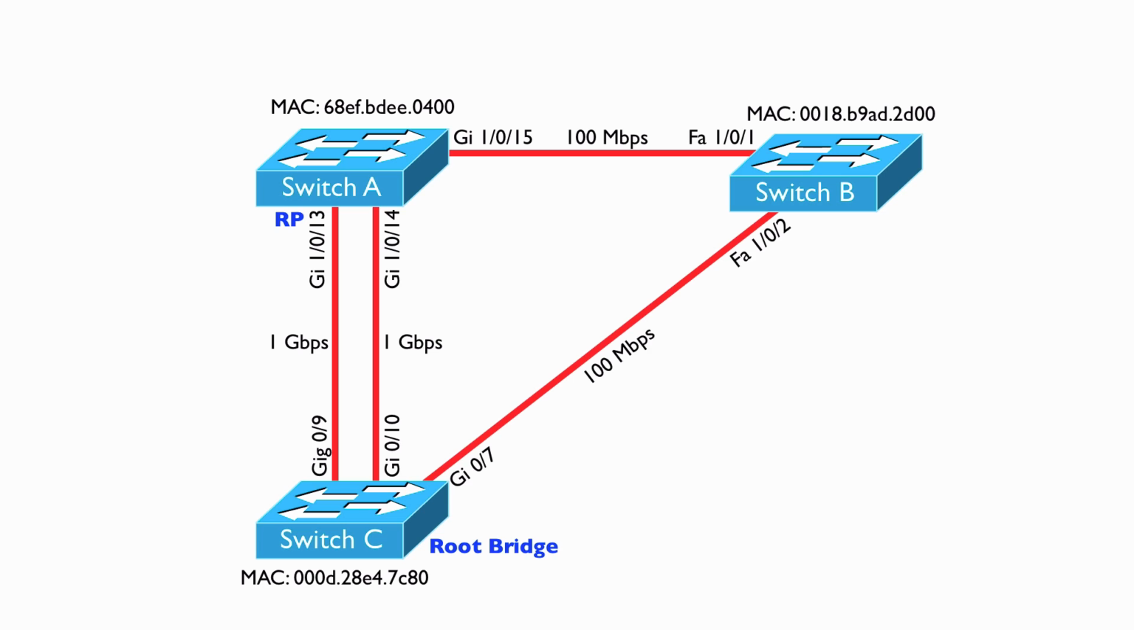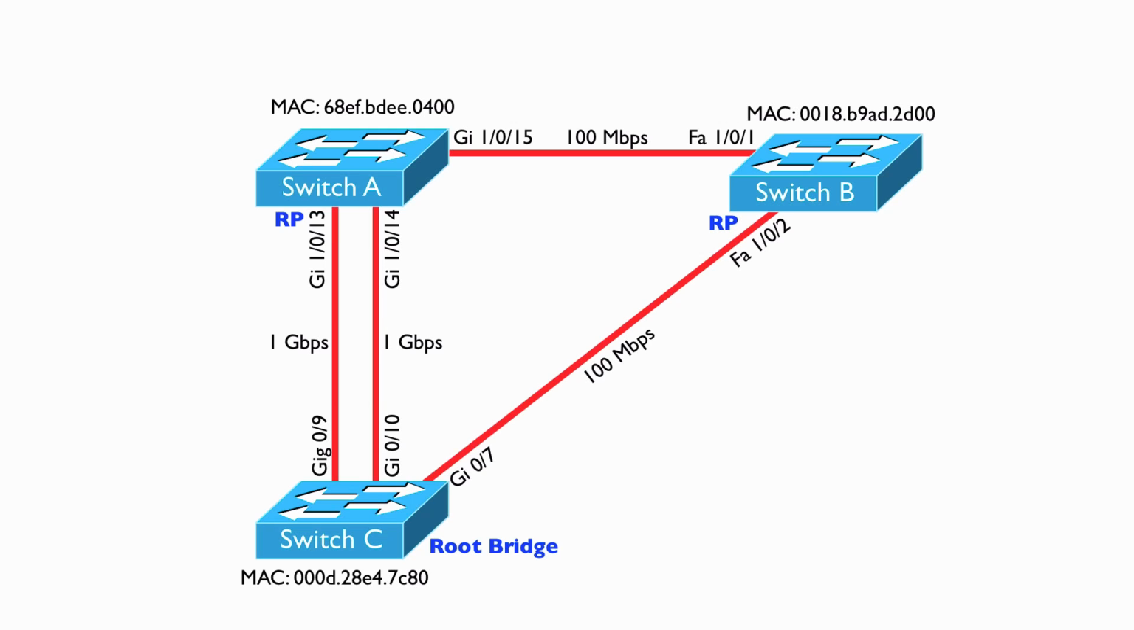What about switch B? Well, we've got a direct link over that 100 meg link directly up to switch C. That'll have a cost of 19. That's what we're going to use. That's better than going over a 100 meg link to switch A with a cost of 19, and then going from switch A to switch C over a gig link for a cost of 4. That would be a total cost of 23. We've now predicted our root ports.